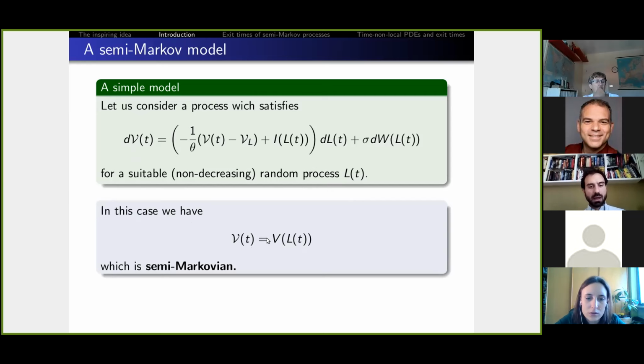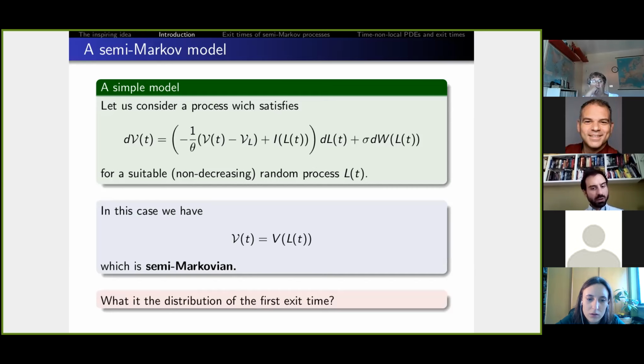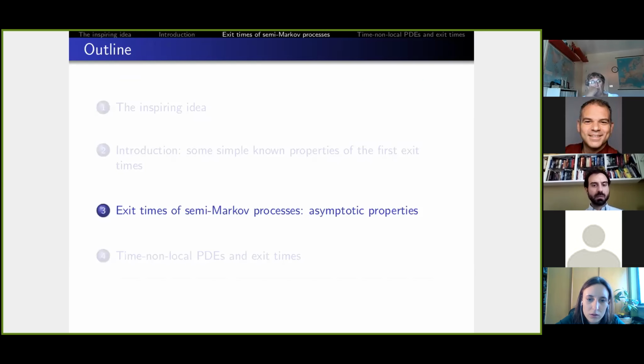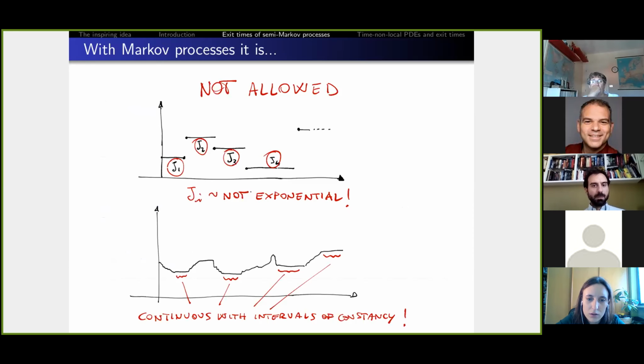And what it turns out is that this process here, the time-changed process, is not Markovian, but semi-Markovian. And what does this mean? And what is the distribution of the first exit time? Those are the questions I want to answer now. So, what is a semi-Markov process?